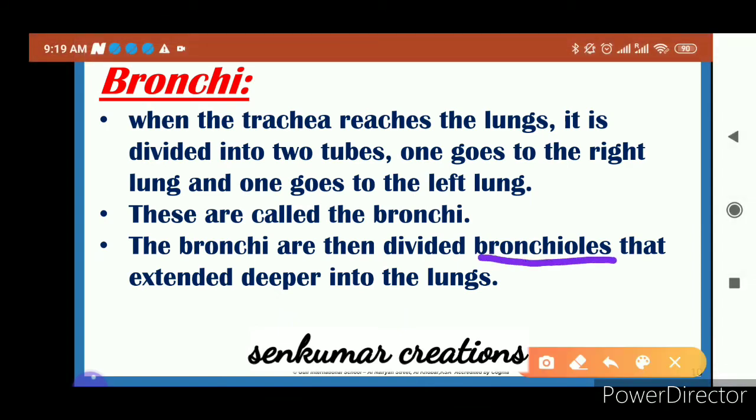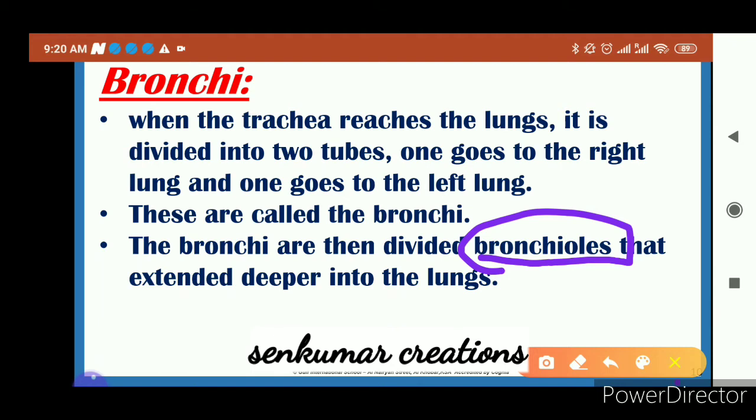You see the word bronchioles, okay? What is meant by bronchioles? The bronchi are again divided into many branches inside the lungs, millions of branches. That branch is called the bronchioles, okay? And they extend deeper, meaning they are present deep inside the lungs. They contain the alveoli. Alveoli is the important part, a sac-like structure through which the gaseous exchange takes place.